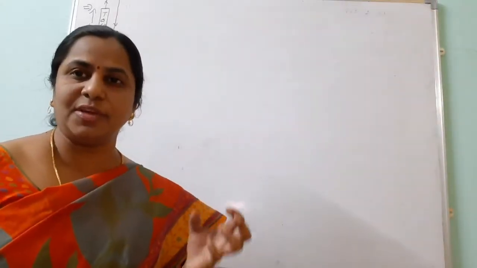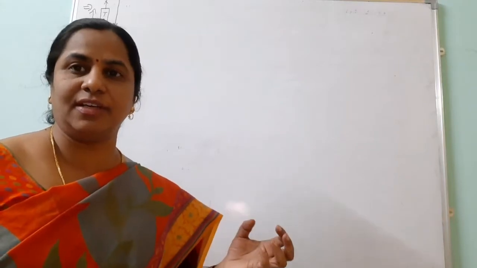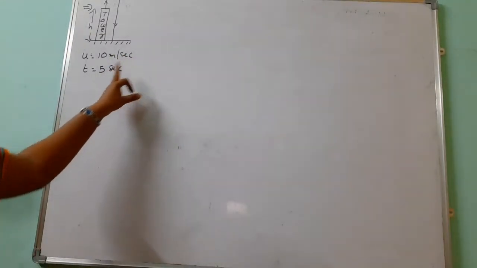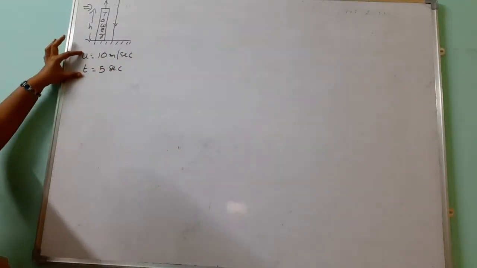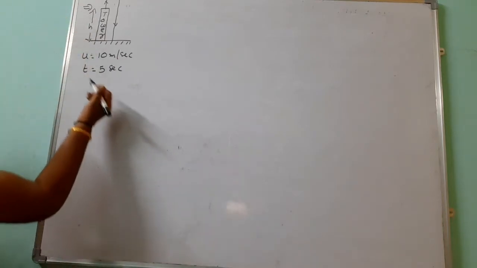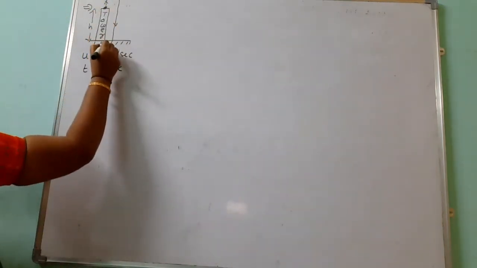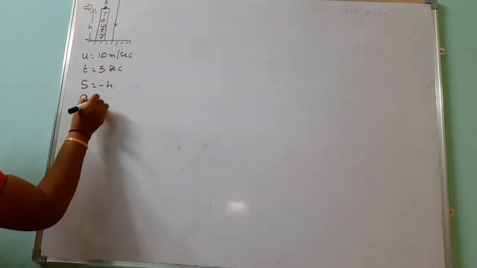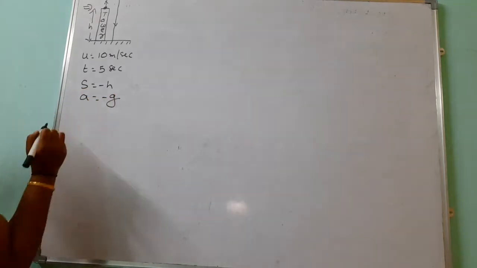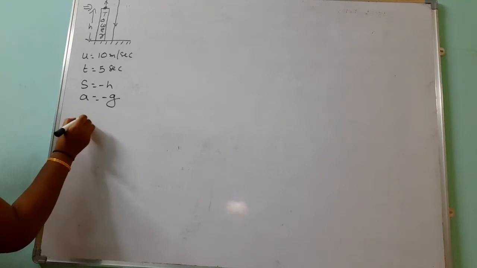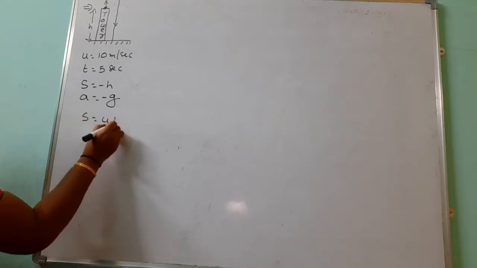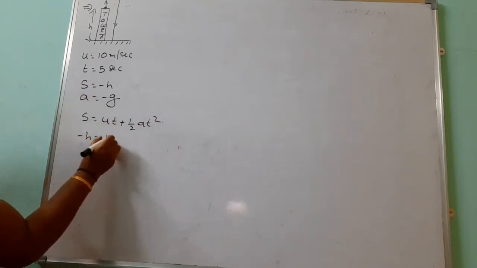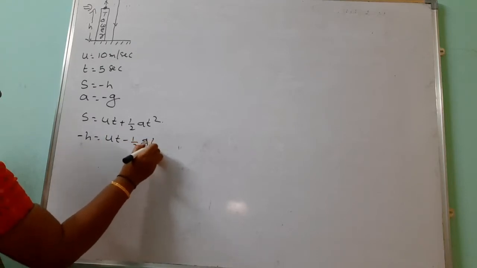Next problem: the body is projected from the top of a tower, vertically upwards. They have given the initial velocity as 10 meters per second and the time as 5 seconds. With the help of these two, we have to find the height of the tower. Here the initial position is above the final position, so displacement s equals minus h, and since it is projected vertically upwards, instead of a we take minus g. So we use the second equation of motion, s equals ut plus half at square. Instead of s, minus h equals ut minus half g t square.